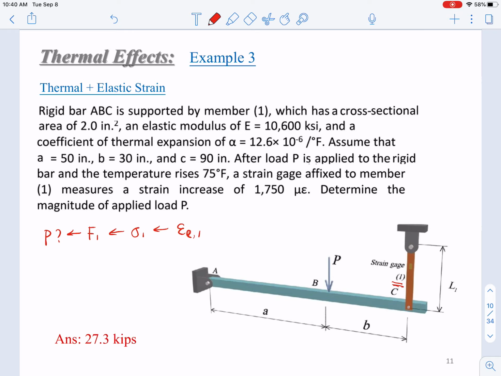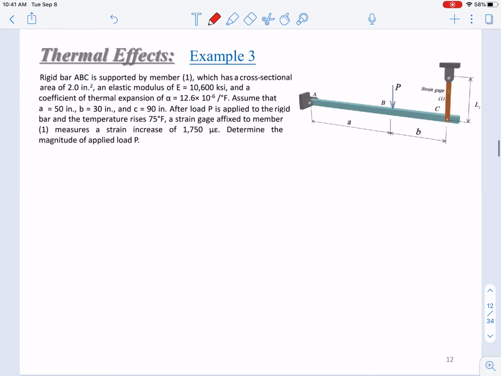But in this example, the strain has been mixed. We know the total value of strain, that is the sum of elastic strain and thermal strain. So we have to know the thermal strain and then deduct it from the overall strain. Then we can get the elastic strain. This is the sequence, the algorithm to solve this problem. Let's see in which step what kind of equations we need to use.